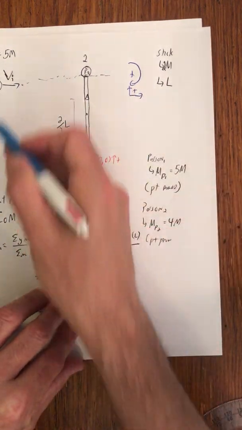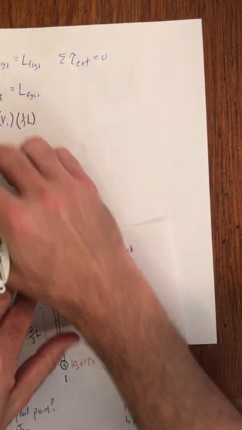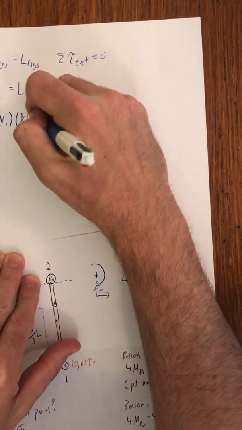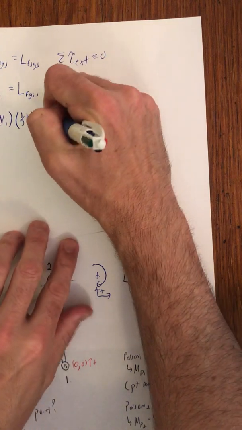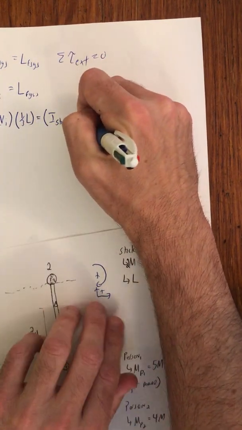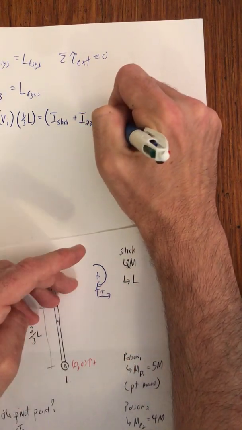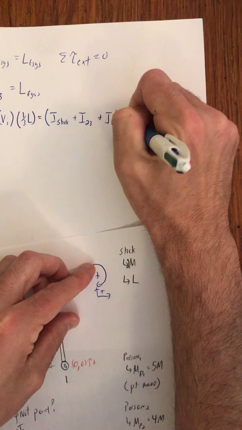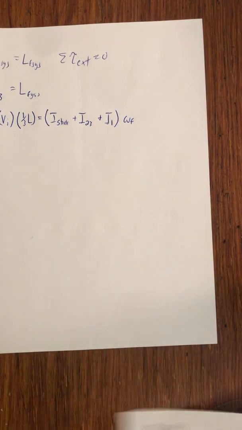This thing would make the object rotate clockwise. That's positive, so I'm going to put the positive there. That is imposed, is equal to I. So that's I of the system now. So what is that? Well, that's I of the stick plus I of the combined 2-3 mass plus I of 1, omega final, right? A little bit of a pain, but there it is.